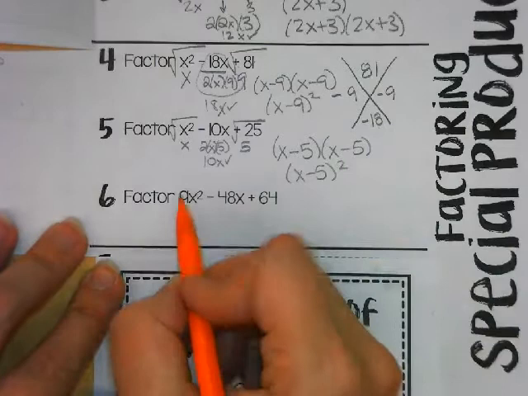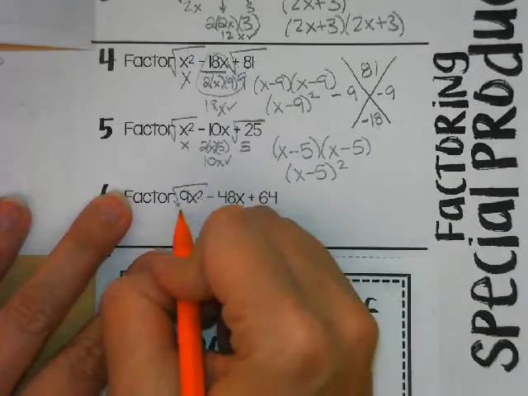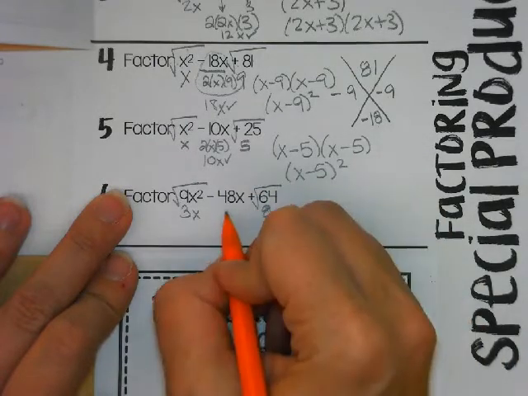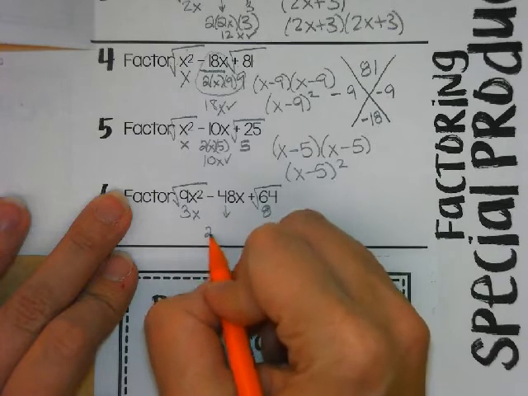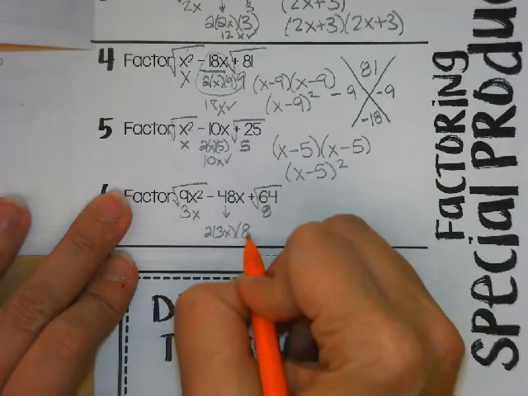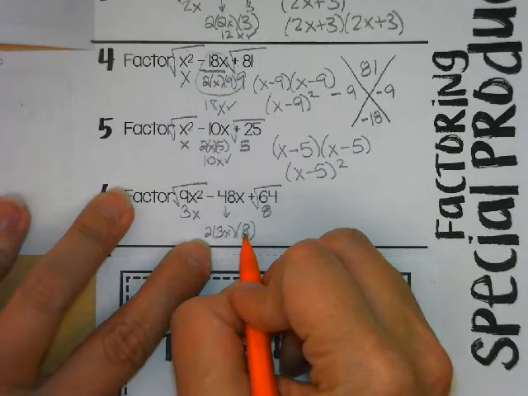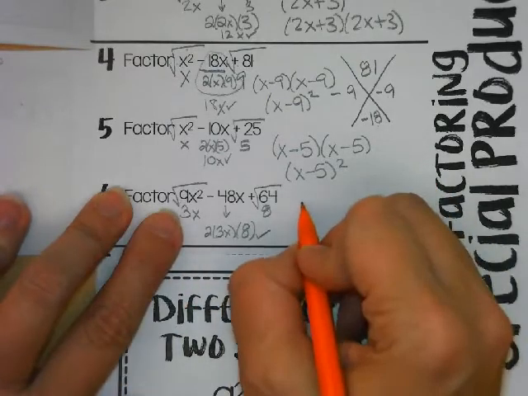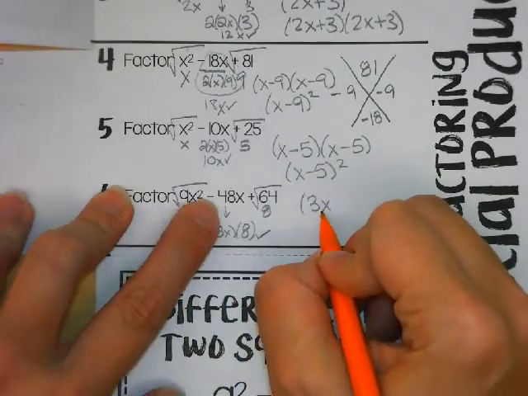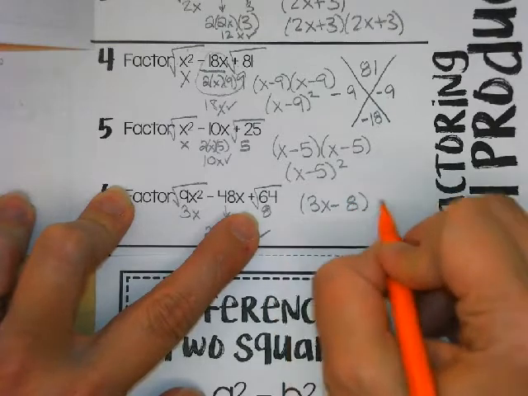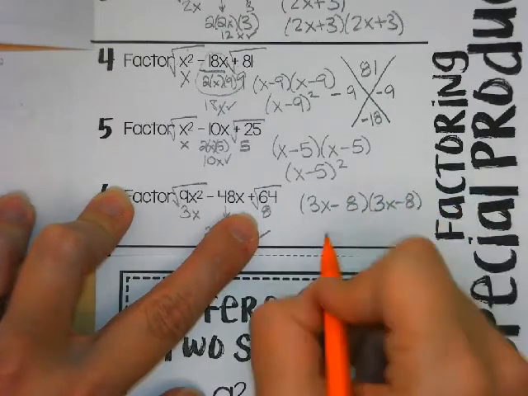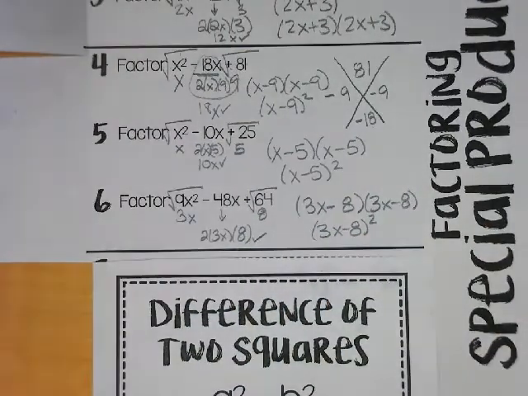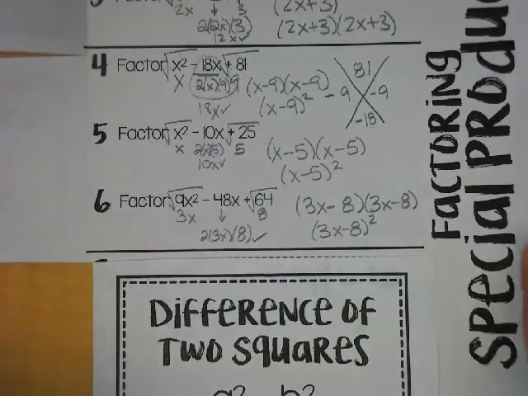It also works, again, when a is not 1, because the square root of 9 is 3. Square root of x squared is x. The square root of 64 is 8. So we need to see here, is this 2 times 3x times 8? Well, 2 times 3 is 6. 6 times 8 is 48x. Okay, so that worked. So I can write the square root of my first term, sign of b, square root of my last term. Or I can just write the quantity of 3x minus 8 squared. So again, you can always use the cross puzzle. This is just a shortcut.